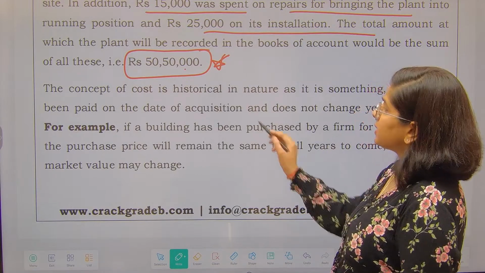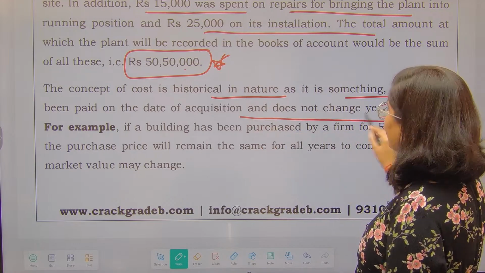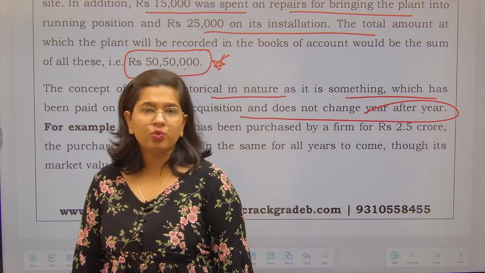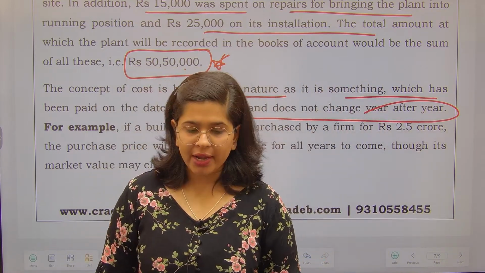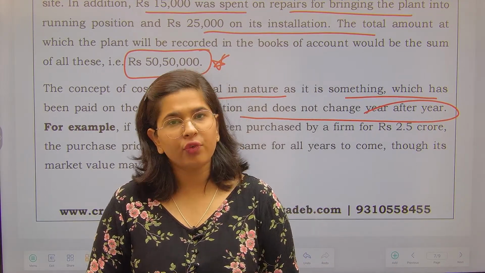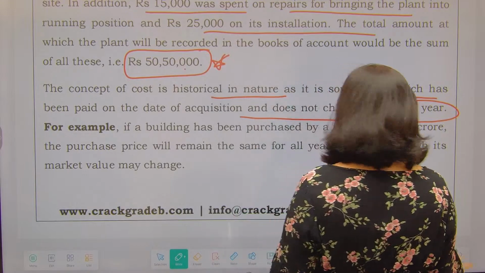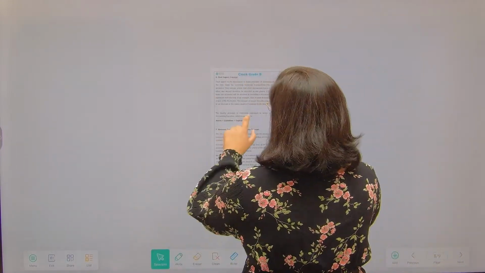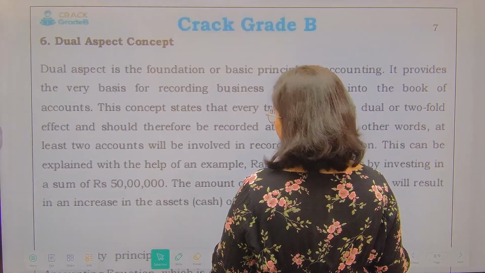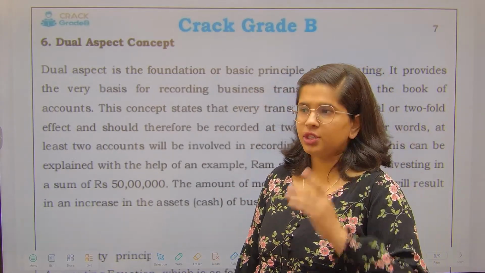Now the concept of cost is historical in nature, and it is something which has been paid on the date of acquisition and it does not change year on year. So if I have purchased a building for 2.5 crores, then that value will be recorded in my balance sheet. This is not going to change. 2.5 crore will remain as it is. Okay? So this is called the cost concept. Now moving to the next concept that we have, the dual aspect concept. Now what is this dual aspect concept?